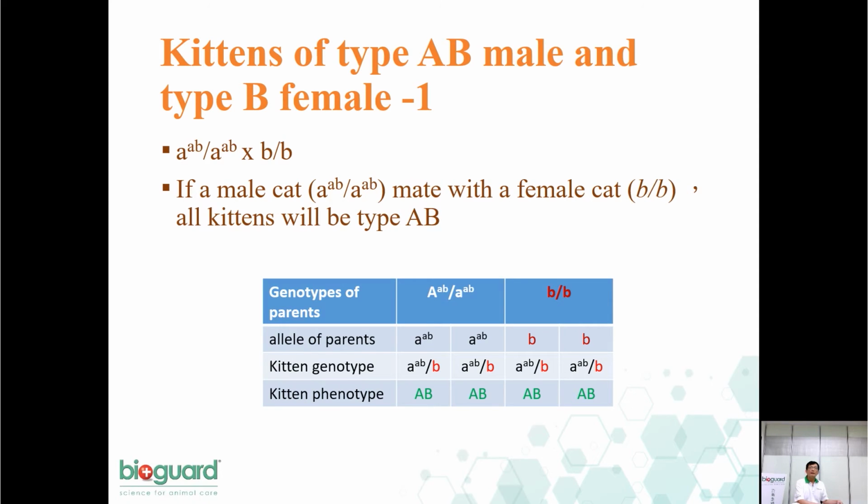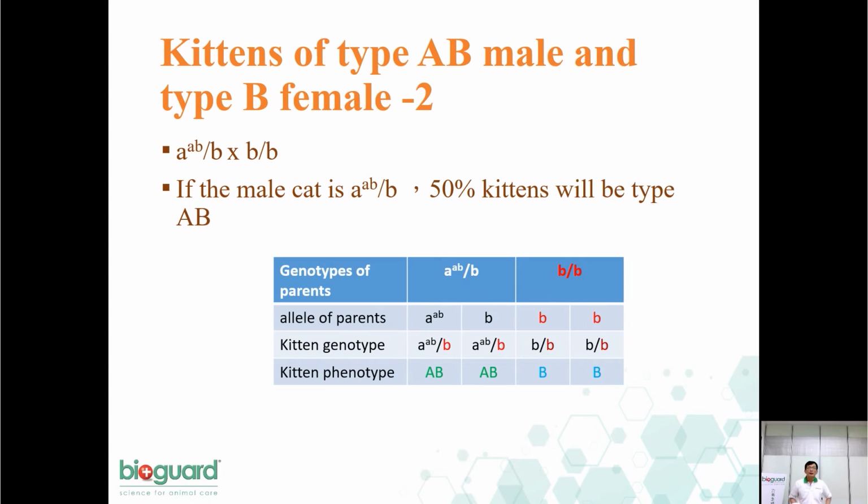And if the type AB male cat is mating with the type B female, there are two combinations. For the male with both AB alleles, all the kittens will have the type AB phenotype, meaning all the kittens will have neonatal isoerythrolysis issues. If the type AB male has the AB and B alleles, then 50% of the kittens will be type AB phenotype, and these 50% of the kittens will have an issue with neonatal isoerythrolysis.